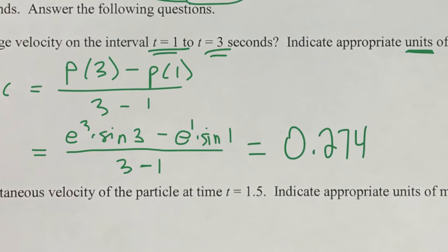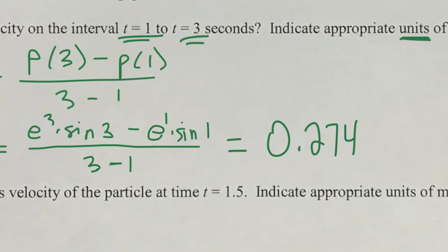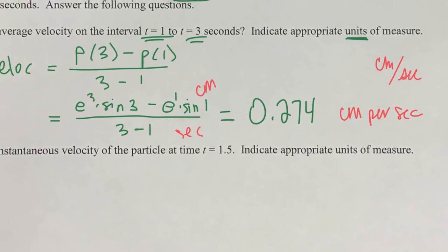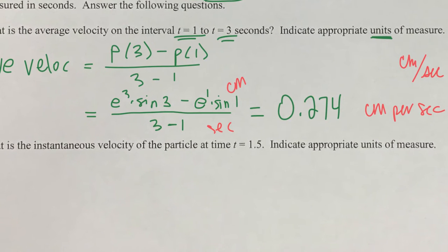So then what about the units? On top, position is in what type of units? Position is centimeters, and the denominator, the time, is in seconds. So this is centimeters per second. Or if you want, cm/sec, or you can write it as a more proper fraction also. Centimeters per second are the units. So on the AP test, they would give you 1 point, probably for showing this, 1 point for the answer, and 1 point for the units. So don't forget about the units at the end.